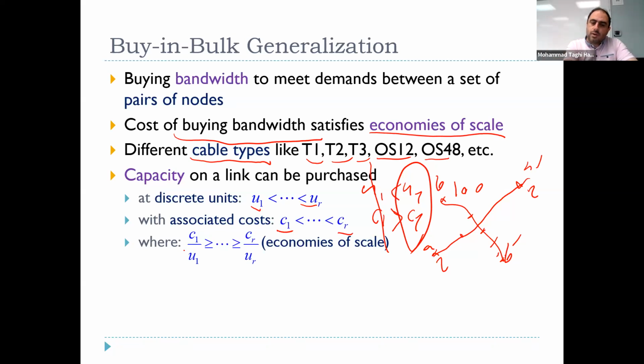Good. So here we have this. This is the economy of scale that we are talking about. What's the meaning of economy of scale? It means that C1 over U1 is greater than C2 over U2, which is greater than CR over UR for these guys. This means that if you buy in bulk, you save. So if you have higher quantities, generally you can save. This is generally called economy of scales.